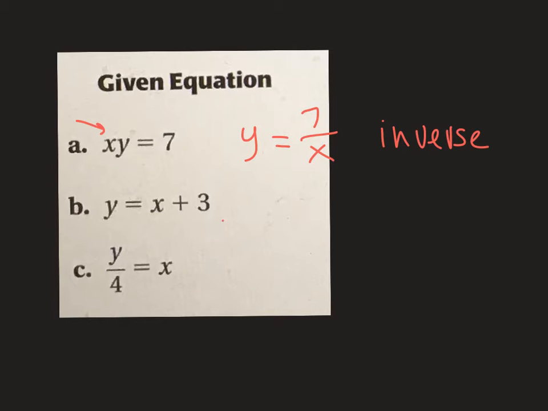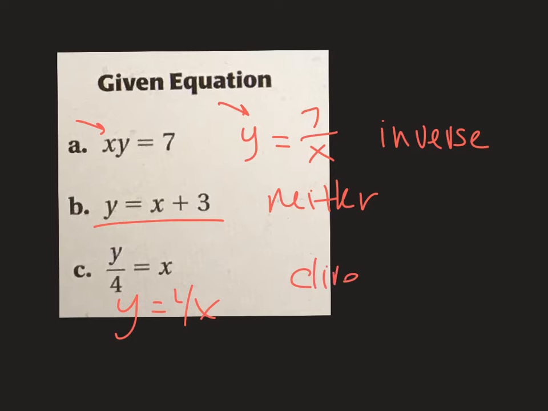Okay, the second one, y is already isolated. We have nothing where there's a plus sign. It's either this with division in it, or it's multiplication in it if it's direct. So this is a neither. No addition or subtraction. This one, if I were to isolate the y, I would get y equals 4 times x. And because that's multiplication, that is direct. That's what direct looks like.